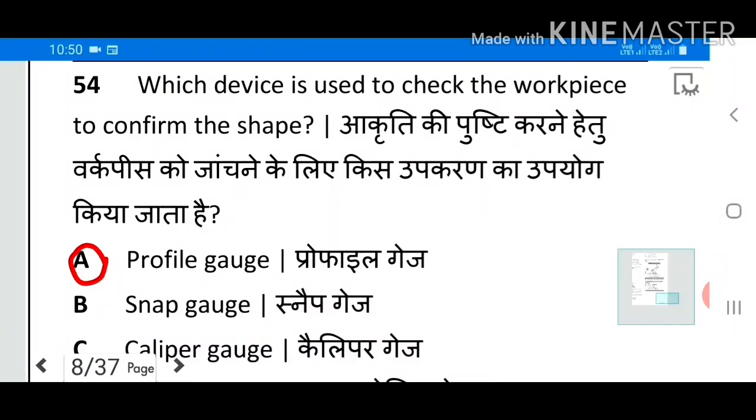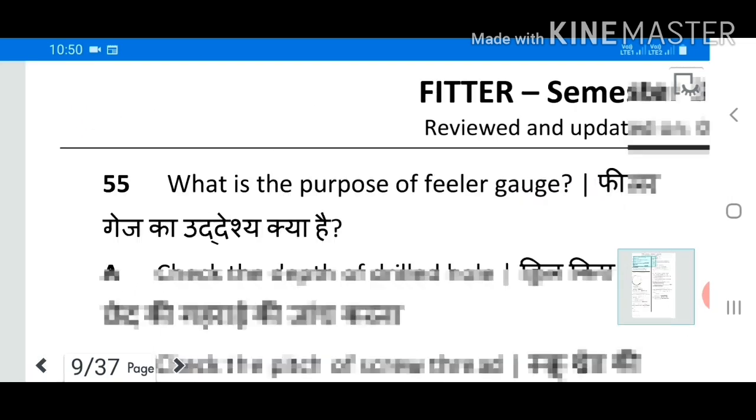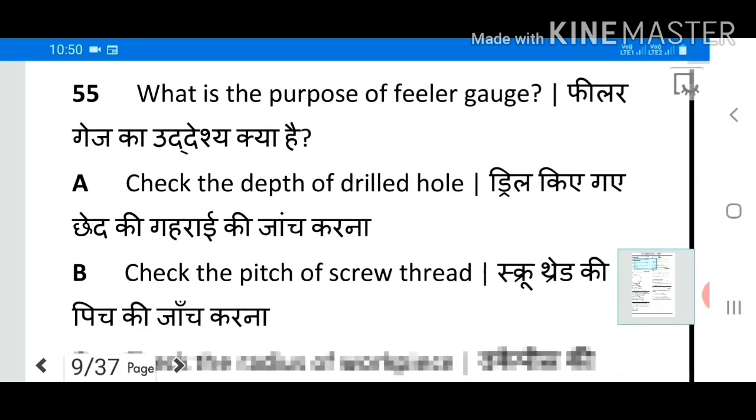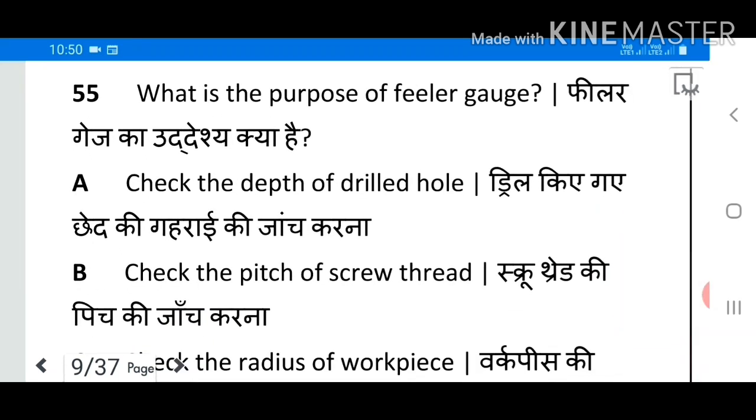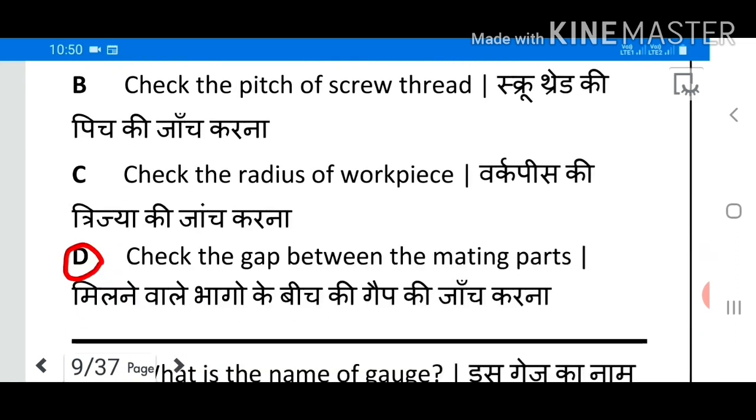54. Which device is used to check the workpiece to confirm the shape? Answer A. Profile gauge. 55. What is the purpose of feeler gauge? Answer D. To check the gap between the mating parts.